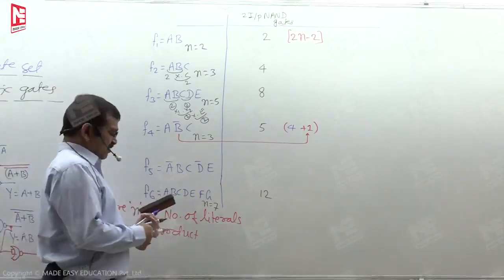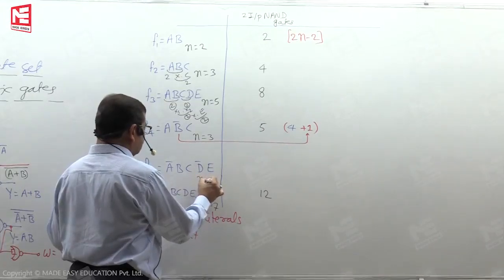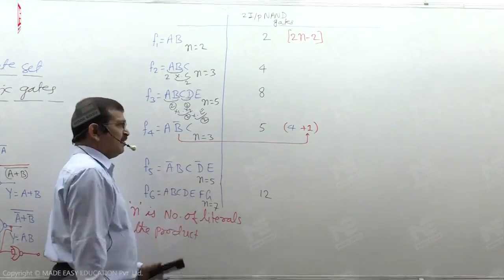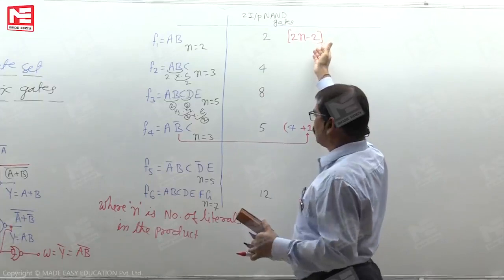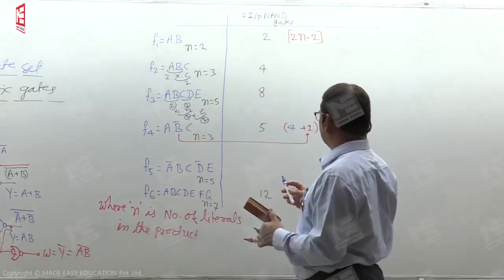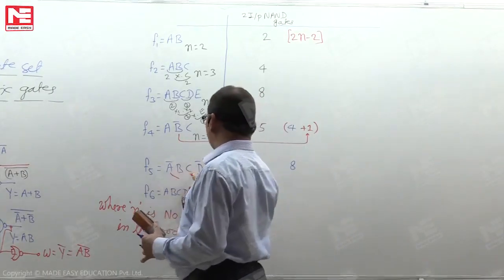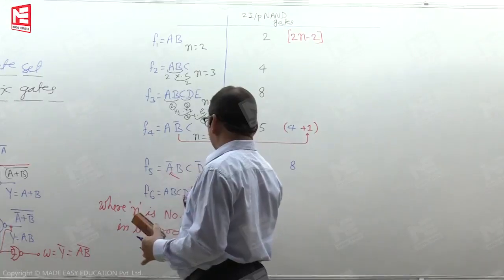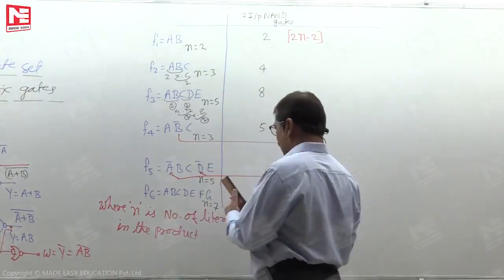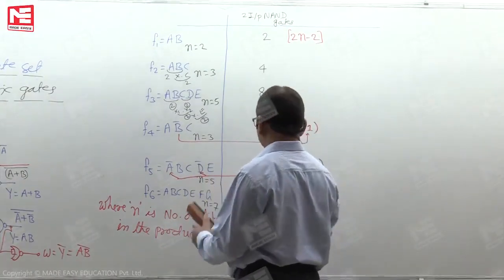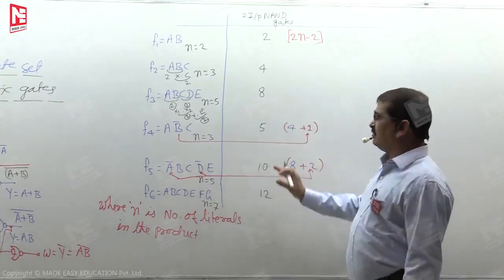Based on this, for F5 we look at the answer. As far as F5 is concerned, the number of literals is 5. So using this formula, 5 into 2 is 10, 10 minus 2 is 8. But we have complement operation on 2 variables, 2 literals with a complement. Because of this, we add plus 2. Hence, the answer for this product is 10. By using this formula, it is 8.